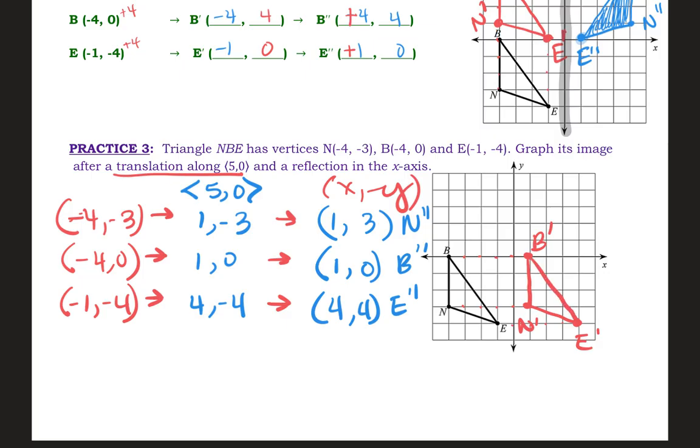And then for your last one, you're going to go over the x-axis. So you're right, B doesn't move, so B prime would just be written over it. N is 3 below, so you go 3 above. And then E is 4 below, so you go 4 above. So this one here should be your final image. Now, you can go through and check your points, right? This one here is at 1, 0. This one's at 1, 3. And then this one over here is at 4, 4. So they're correct.